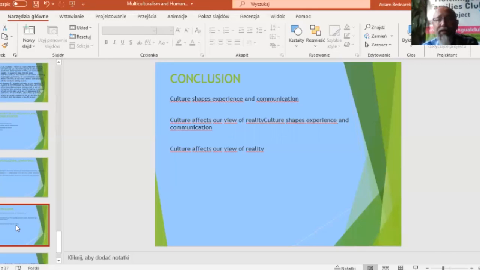So in conclusion to the presentation, culture shapes experience and communication. And again, for communication, you use the tool language. So the more languages, the more tools you have, the better you're capable of communicating across cultures. Culture affects our view of reality. It shapes experience and communication. Culture affects our view of reality. It's the most important element here.